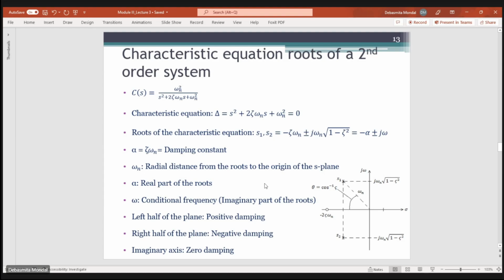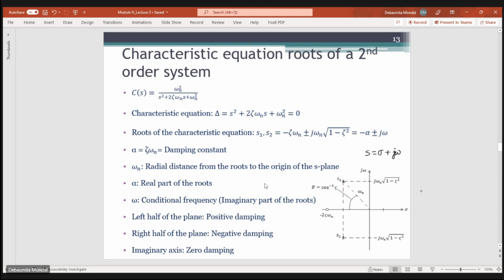And if you plot this in the S-plane, S-plane means a plot where the value of s is equal to sigma plus j omega. So if you plot the value of s in this S-plane, the real part of s is on the x-axis, and the imaginary part is given on the y-axis. So here you see that you have minus alpha plus minus j omega.